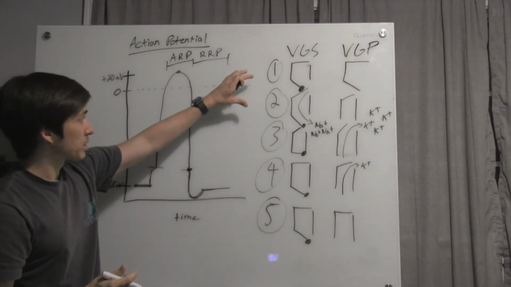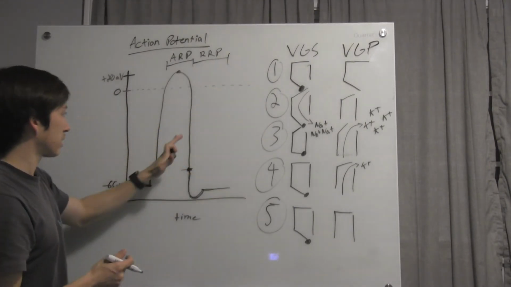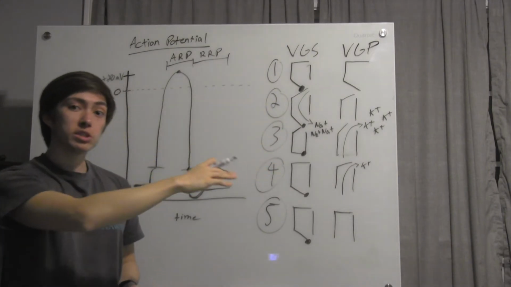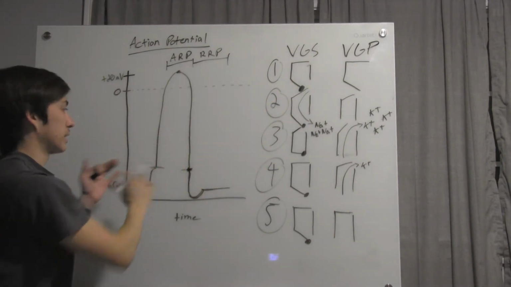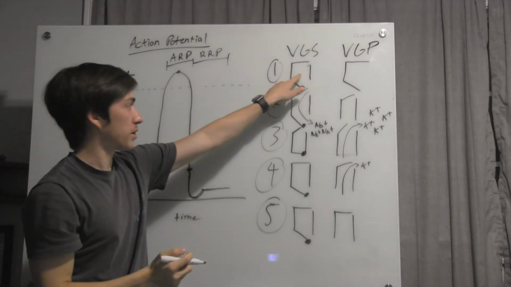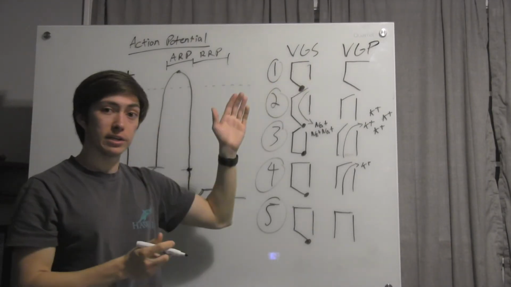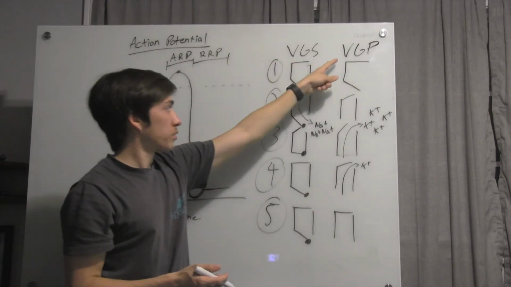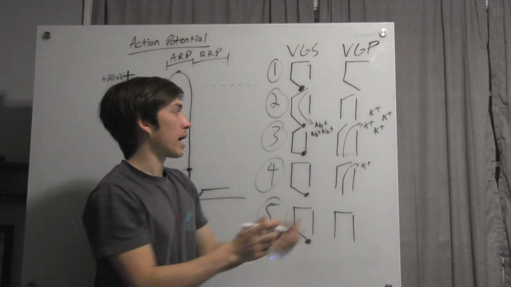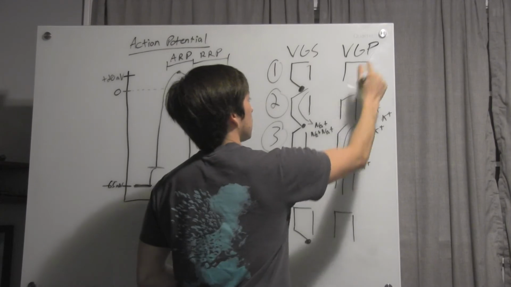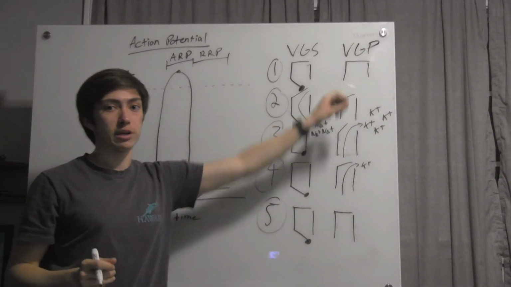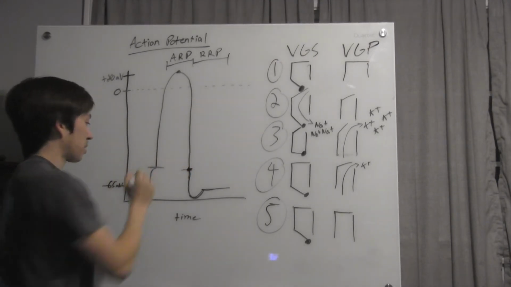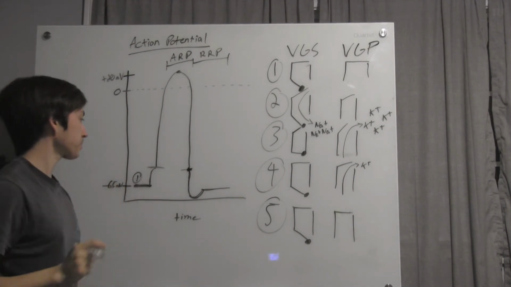So now I'm going to put these numbers and associate them on this graph, so you can see how these voltage-gated sodium channels and voltage-gated potassium channels are looking during this whole thing. Up here, we can see that our activation gate is closed and our inactivation gate is open for the voltage-gated sodium channel. For the voltage-gated potassium channel, our activation gate is closed and there's no inactivation gate. This is representative of resting membrane potential. So I'm going to put my 1 right there.